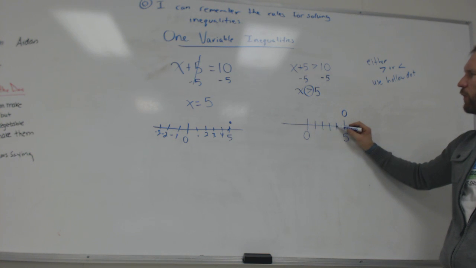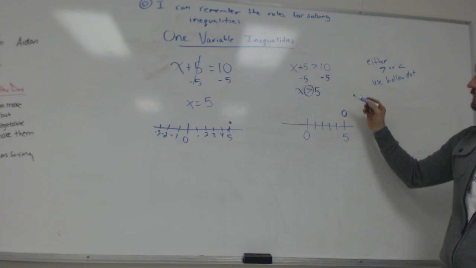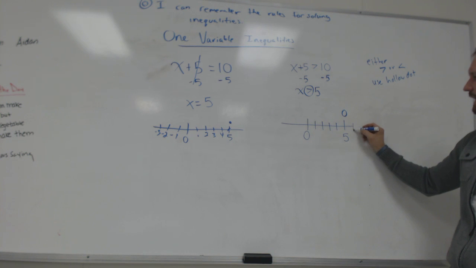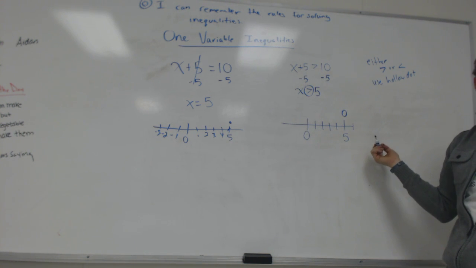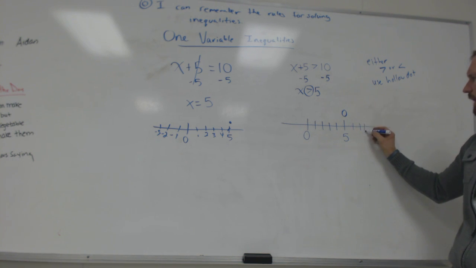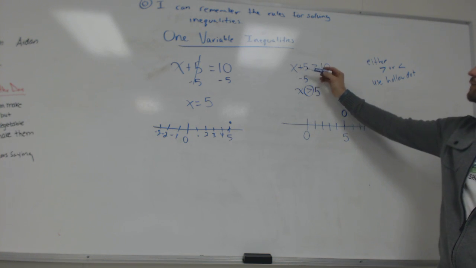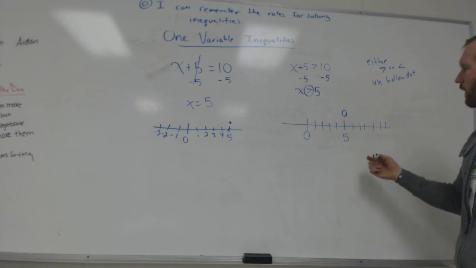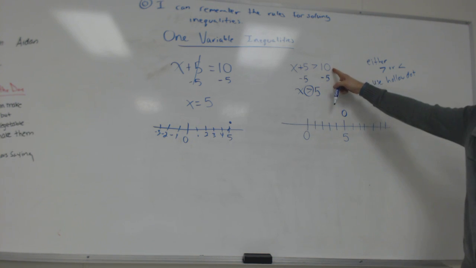So if x were 4, 4 plus 5, that's not greater than 10. So x can't be any numbers over here. But if x were 6, then we'd have 6 plus 5 is greater than 10. That is true. That's a possible answer. If x were 7, if x were 8, 9, 10, 11, 11 plus 5 is greater than 10, right? So all of these answers over here make this statement true.